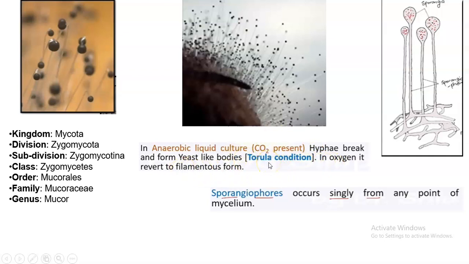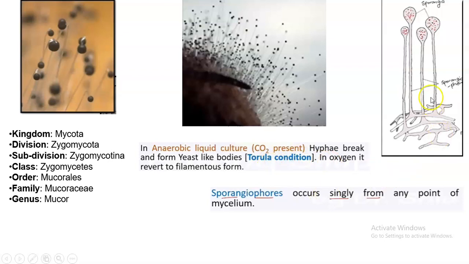Just like the mycelia and hypha form. So just imagine that during unfavorable anaerobic condition, the fragments will break to form yeast-like bodies called torula. Torula condition, it is called. After the oxygen is available, it will again come back to the mycelia and hypha form.